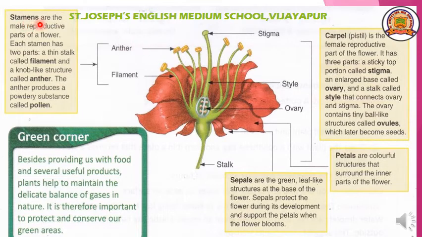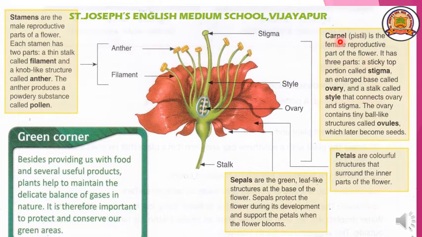Let us see. Stamens are the male reproductive part of a flower. Each stamen has two parts, a thin stalk called the filament and a knob-like structure called the anther. The anther produces a powdery substance called pollen. The anther produces a powdery substance called pollen grains.